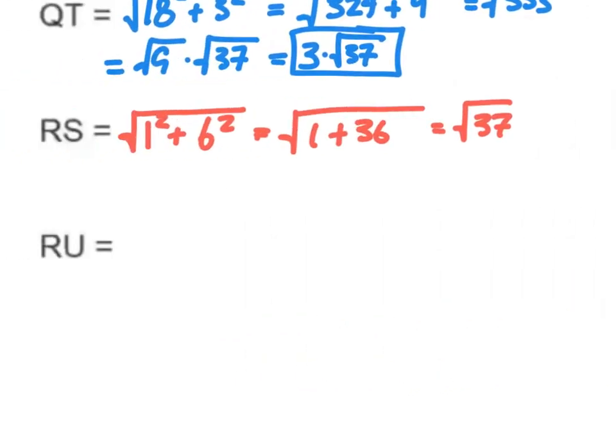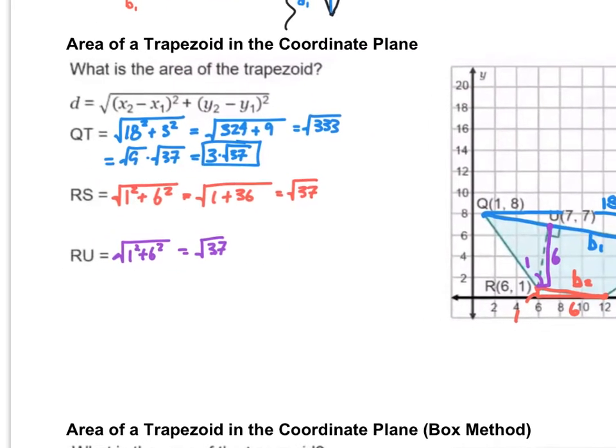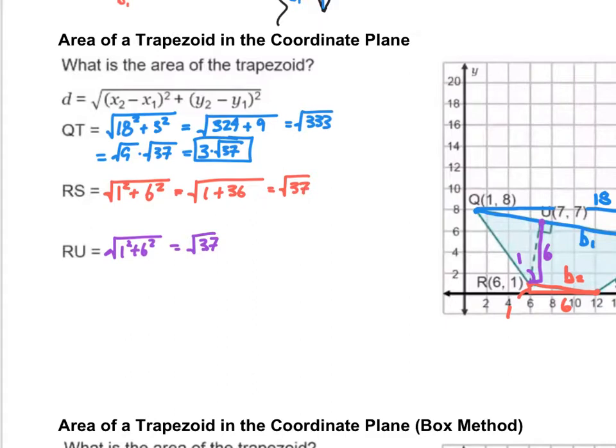And so then RU is the same thing. RU was a 1 by 6 triangle. So I want to do the square root of 1 squared plus 6 squared. Since I've already done this work, I don't need to do all this. I already automatically know that I'm going to get the square root of 37. Now I have all those values.